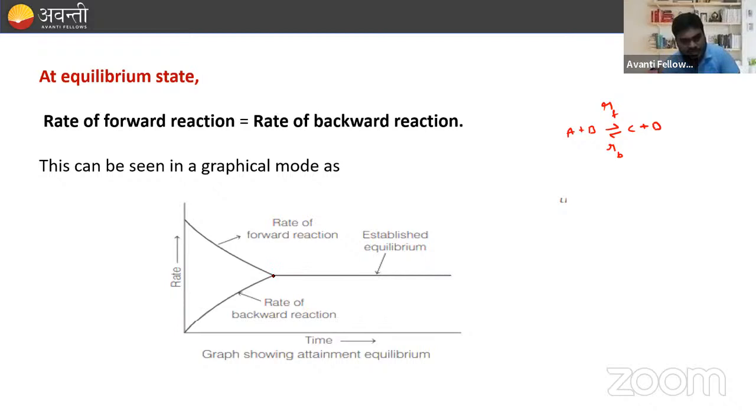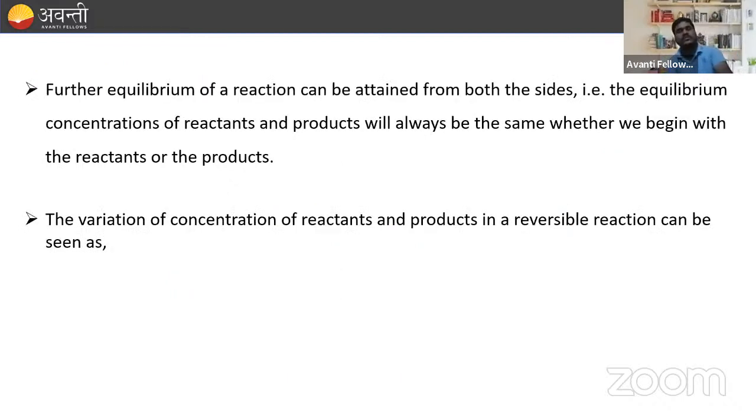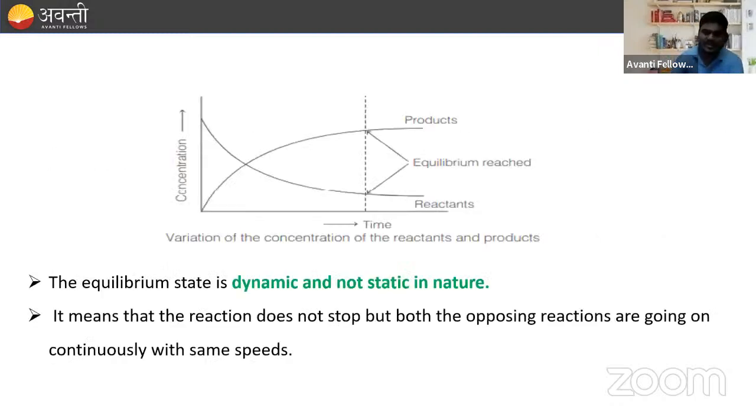This point is achieved. This point is called equilibrium. So at this point, equilibrium is achieved where the rate of both the reactions, that is the rate of forward reaction and rate of backward reaction, become equal. So this is known as equilibrium state. Further, equilibrium of the reaction can be attained from both the sides. The equilibrium concentration of reactant and product will always be the same, whether we begin with the reactant or the product. The variation of the concentration of the reactant and product in a reversible reaction can be seen as.